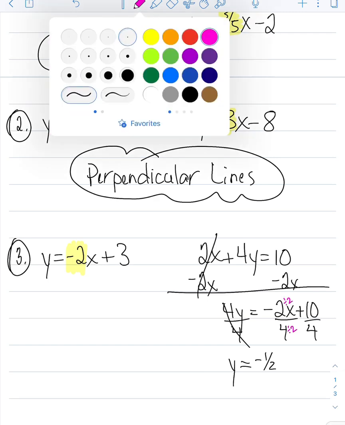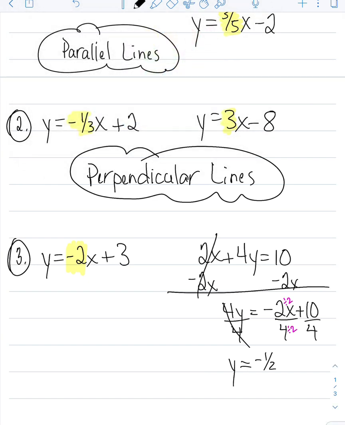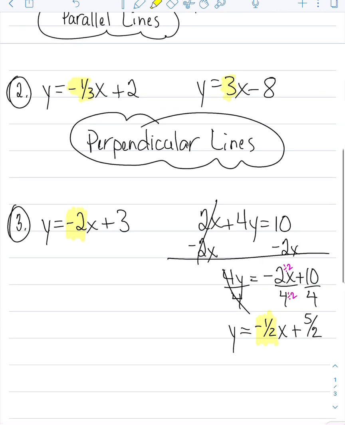So remember, that's how we reduce fractions. So negative 1/2 x and 10 over 4, those both also reduce by 2, although that's really not important to this lesson. But that is that equation in slope-intercept form. So now my slope is negative 1/2.